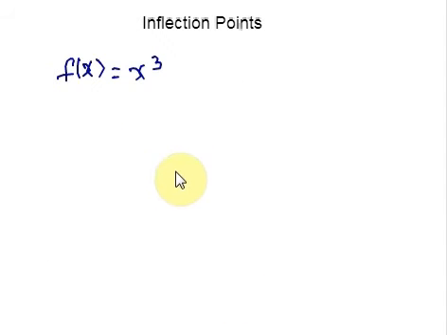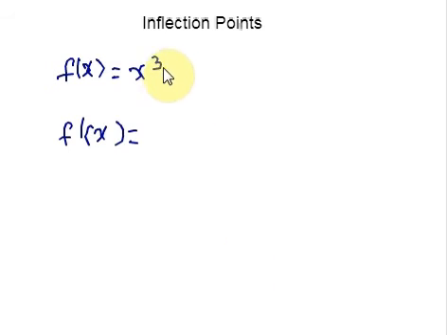Let's do an example to see what really happens. Here is a function given: f of x is equal to x cube. Let's find the inflection points, and let's find any local maximum or local minimum as well. So let's start with getting the first derivative. Hope you are all familiar with finding the first derivative and second derivative. In case you have any query about that topic, you can refer to one of our previous videos. Let me find the first derivative and second derivative one by one.